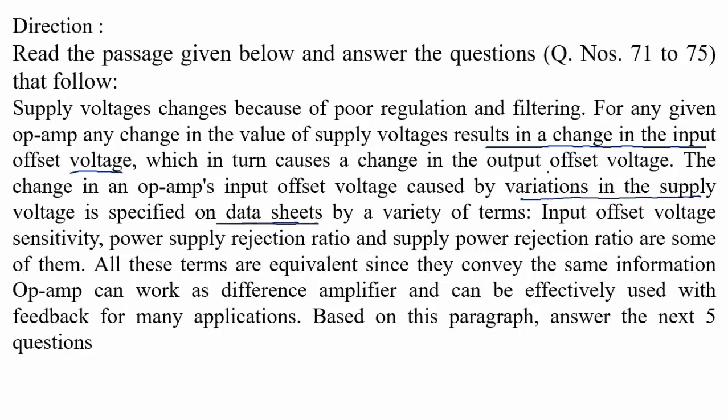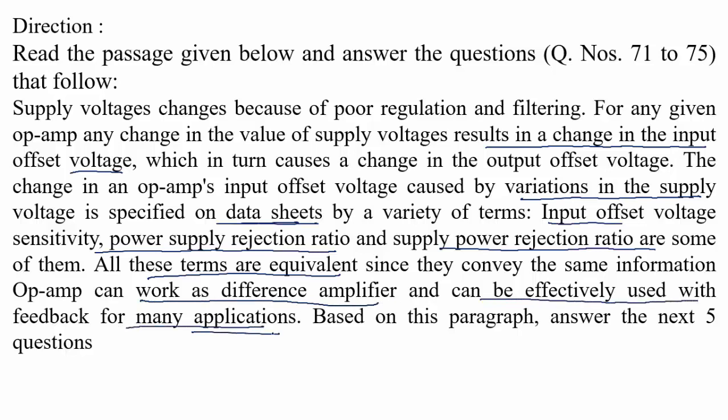So what all the things we have to consider is, we have to consider input offset voltage, sensitivity, power supply rejection ratio, that is PSRR, and supply power rejection ratio are some of them. All these terms are equivalent since they convey the same information. Op-amp can work as a differential amplifier and can be effectively used with feedback for many applications. Based on this paragraph, we have to answer the next 5 questions.